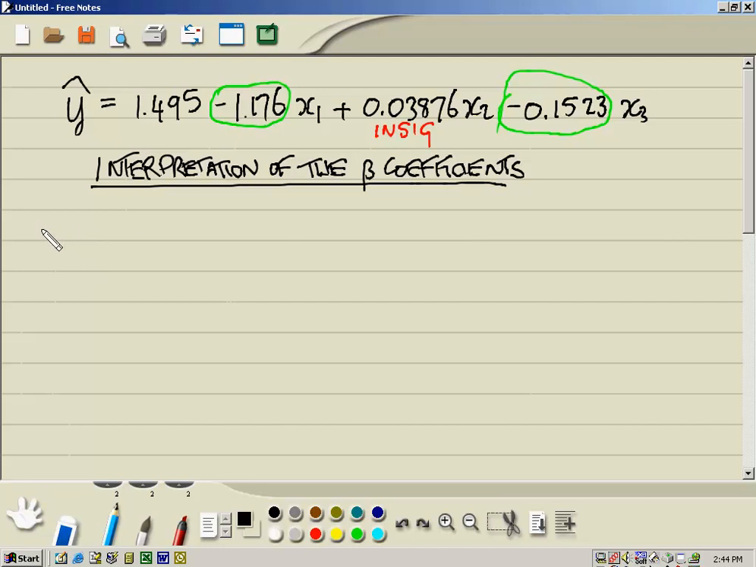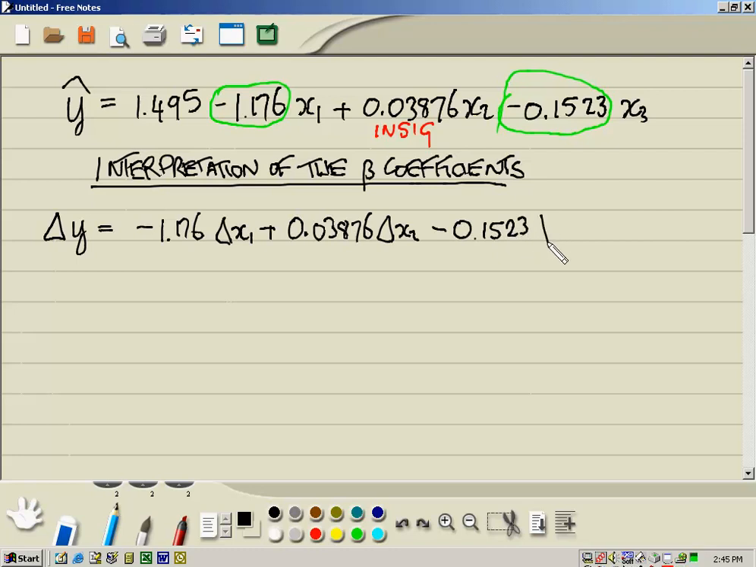Before we do that, we're going to do something which is similar to a total derivative. We use the capital Greek letter delta to mean a change. So a change in y is going to be equal to, we skip the intercept, minus 1.176 times the change in x1 plus, and we have to include the x2 variable because it is in the equation regardless of the fact that it's insignificant or not, minus 0.1523 times change in x3.